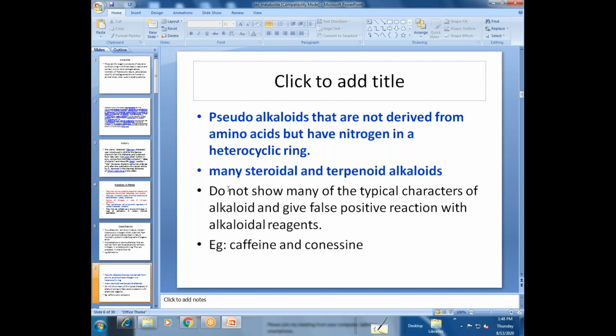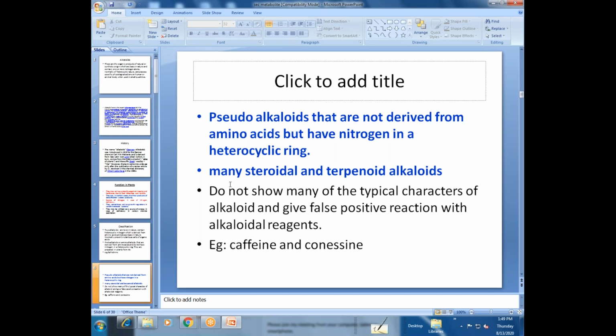And why do we call them pseudoalkaloids? Because they do not show many of the typical characteristics of alkaloids and give a false positive reaction with the alkaloidal reagents, and many times they don't give a reaction at all for the chemical tests for alkaloids. There are four basic tests for alkaloids. So these give a false positive, or they do not give the positive test for alkaloids. They do not respond to the tests for alkaloids. So they are known as pseudoalkaloids.